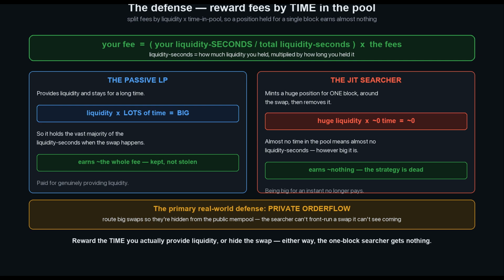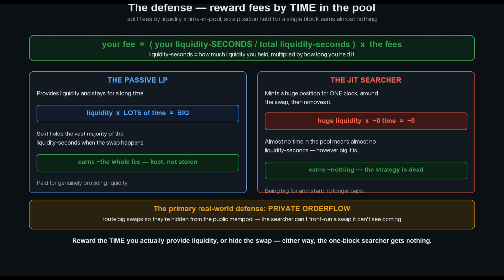Act 3, the defense. Now JIT isn't a bug, it's a mechanism, so there's no line to patch. But there are real defenses. On the diagram, the demonstrable one: reward fees by time in the pool. Instead of your liquidity right now, your fee is set by your liquidity seconds, how much liquidity you held, multiplied by how long you held it. The passive LP has been there a long time, so it holds the vast majority of the liquidity seconds. The JIT searcher, however huge, was in for essentially one block, so its liquidity seconds are almost nothing. It earns almost nothing, and the strategy is dead.